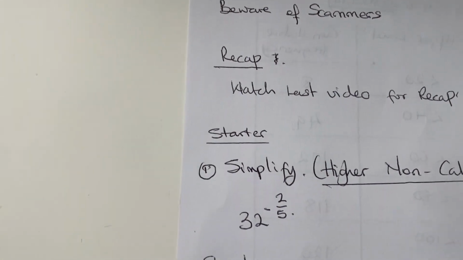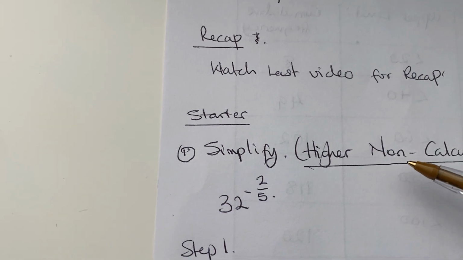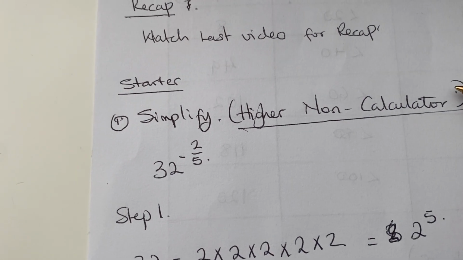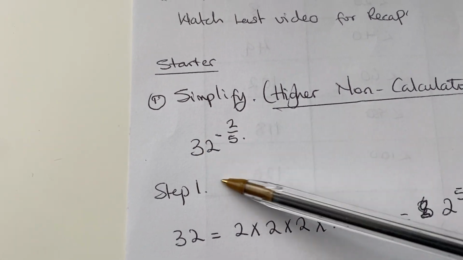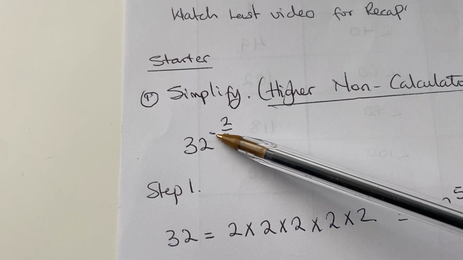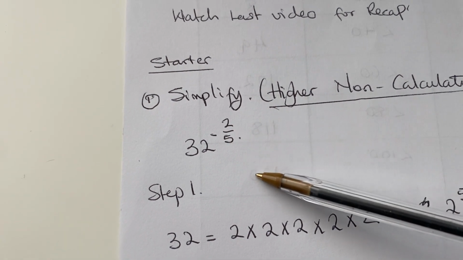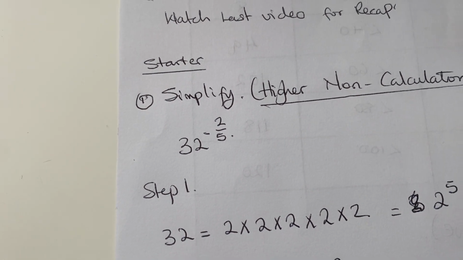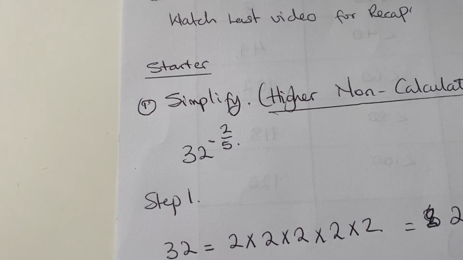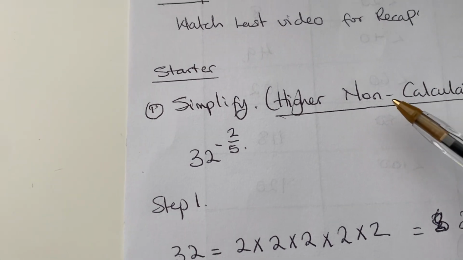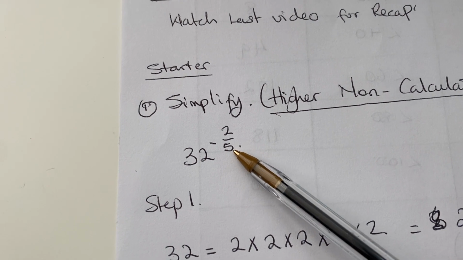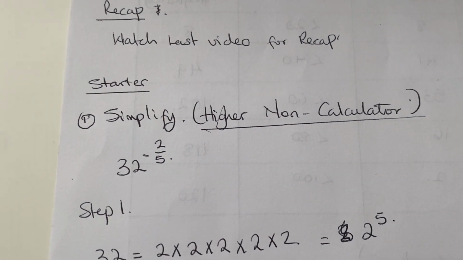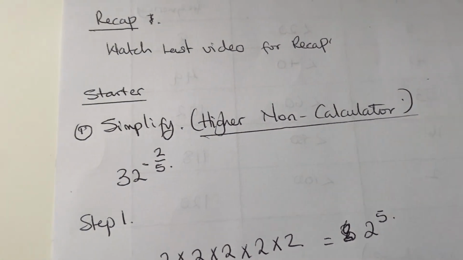Now, starter: simplify. This is from a higher non-calculator paper. It says simplify 32 to the power minus 2 over 5. So you can have 2 to the power 2, 2 to the power 5, but here it's a fraction and it's negative. How do you do that? It's also a higher non-calculator paper.